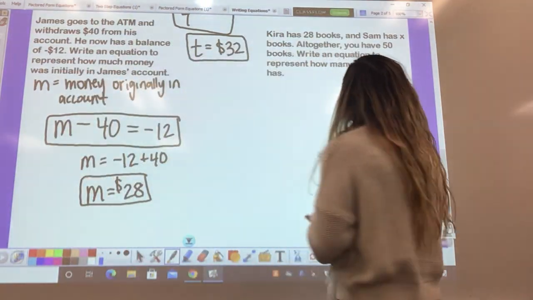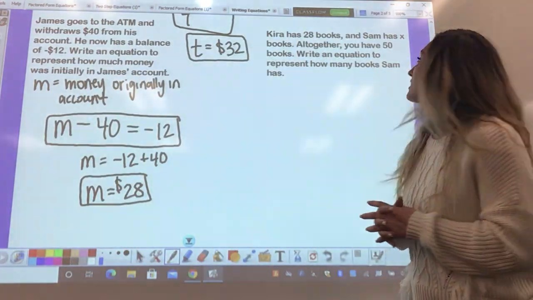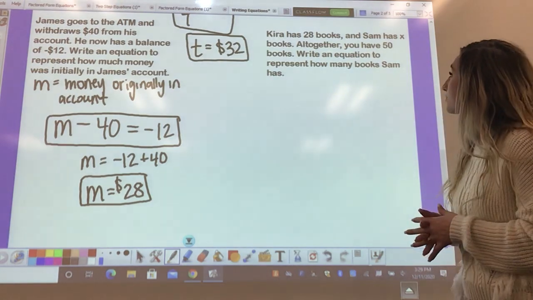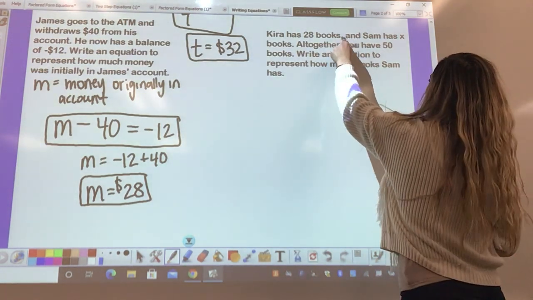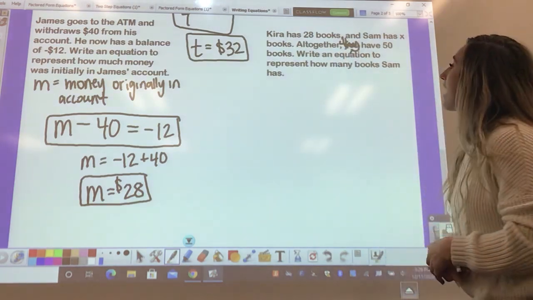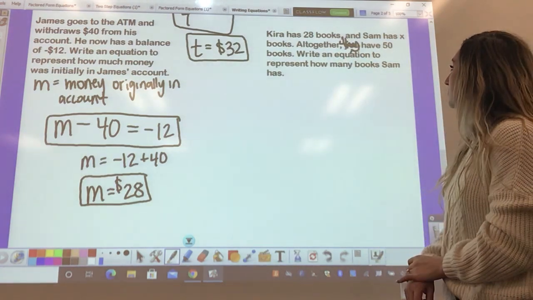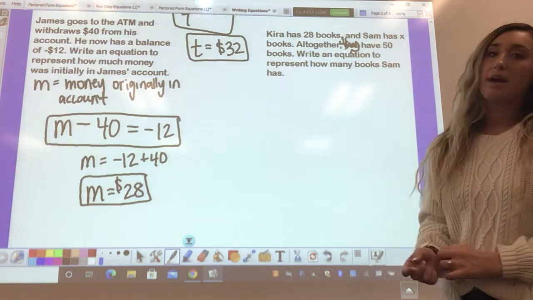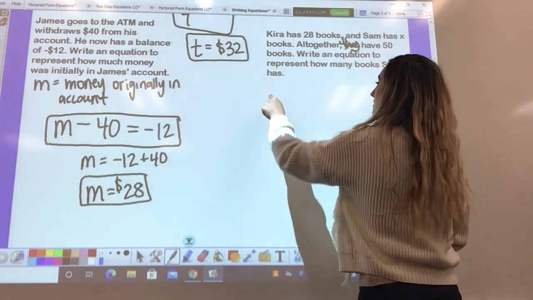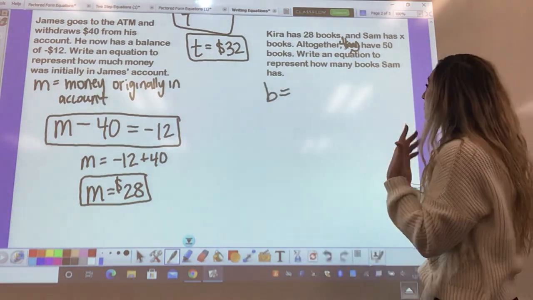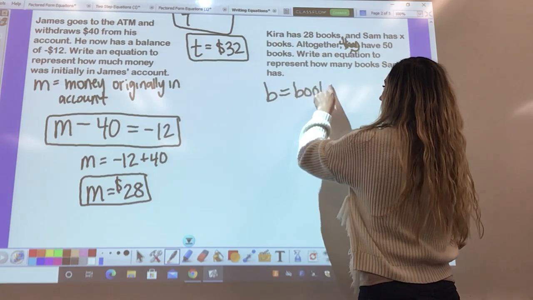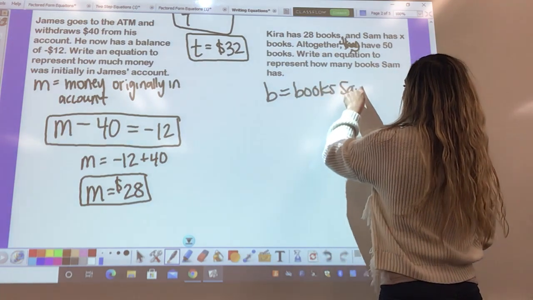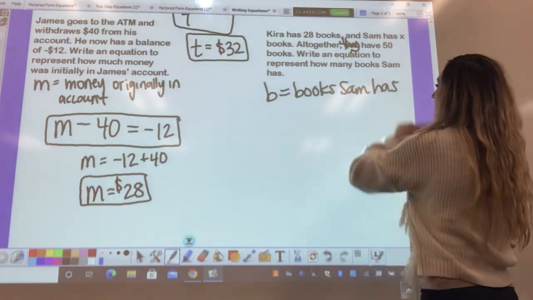Okay, and then over here, Kira has 28 books and Sam has x books. All together, they, I should say they, my bad, have 50 books. Write an equation to represent how many books Sam has. So define the variable. What's unknown is how many books Sam has. That's what we want to find out. So B would be books Sam has.